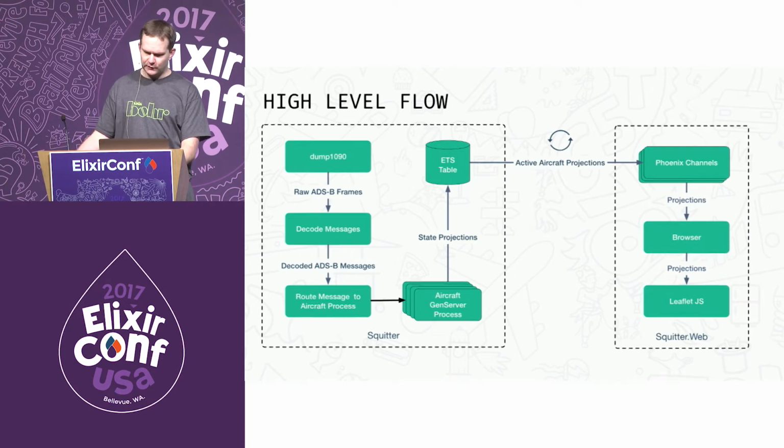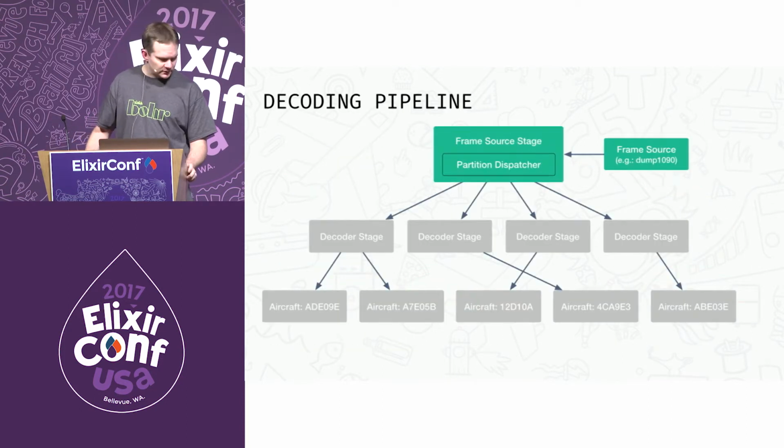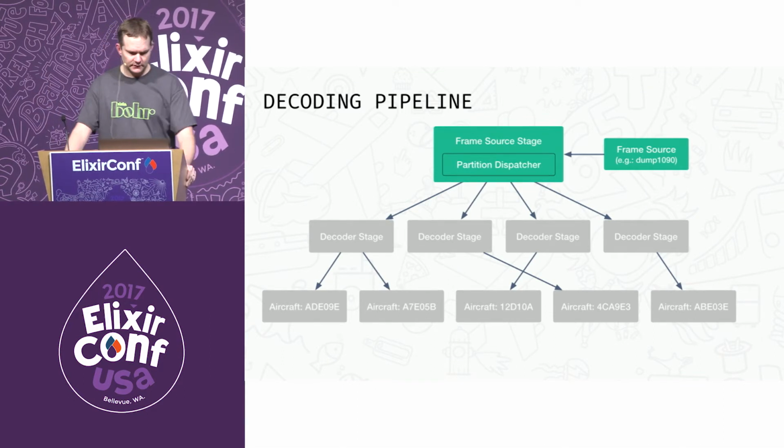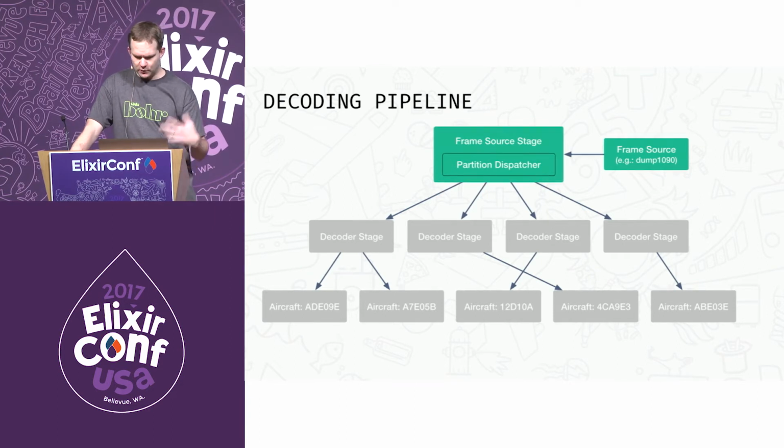So the first thing we'll talk about is the decoding pipeline. The really nice thing about dump1090 is it provides a TCP endpoint that you can connect to where it'll just push to you those raw ADS-B frames. And this is what we use basically as our first stage in a two-layer GenStage pipeline. And we basically just listen for those raw messages as they're coming in through that TCP connection.